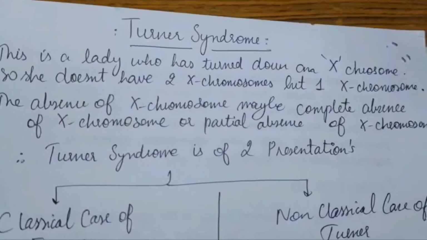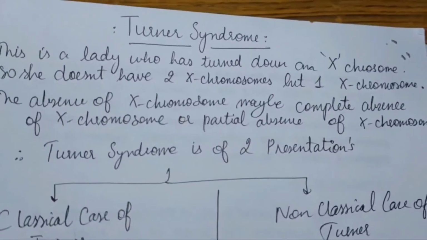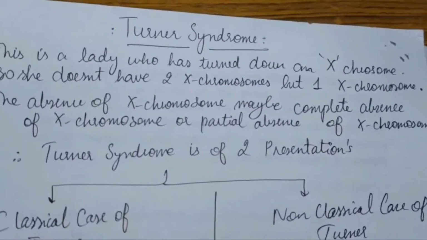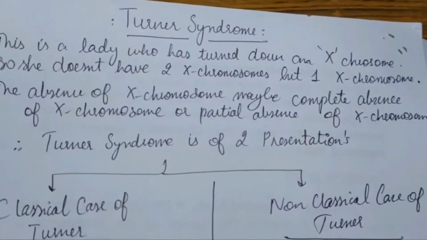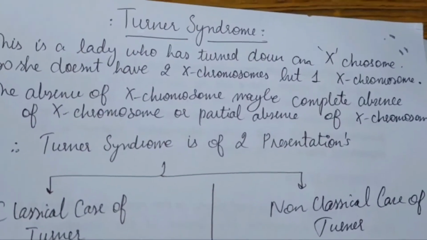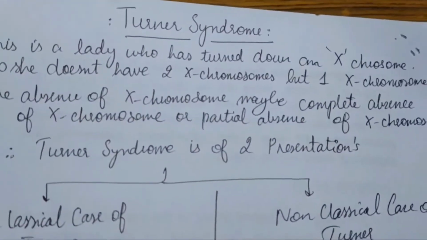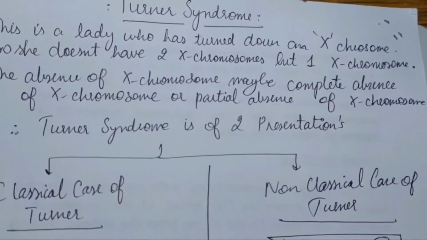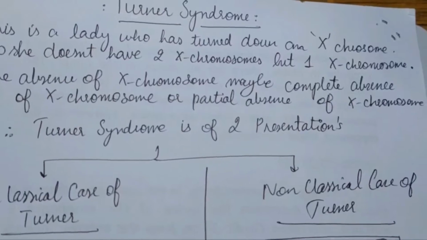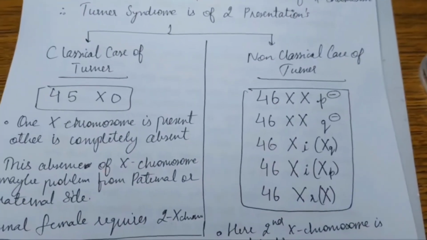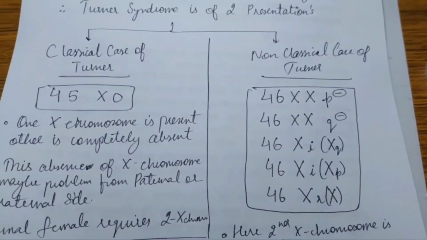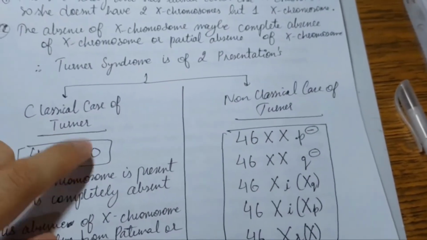So this means that she does not have two X chromosomes, but she has one X chromosome. The absence of an X chromosome may be a complete absence of that particular X chromosome or a partial absence of the X chromosome. Therefore, Turner syndrome has two presentations: classical case of Turner and non-classical case of Turner. Classical Turner is the case in which the woman has only one X chromosome and the other X chromosome is completely absent.